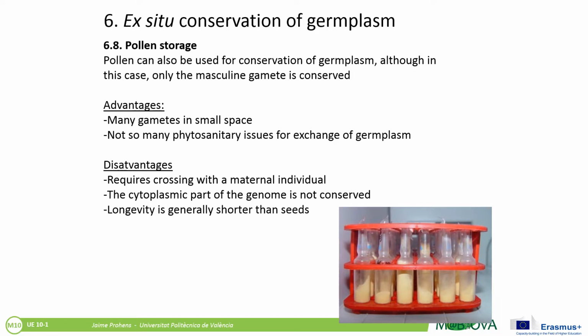An alternative to seed or vegetative tissue conservation is pollen storage. However, only the masculine gamete is conserved. The advantages of pollen conservation are that many gametes can be conserved in a small space, and there are not so many phytosanitary issues for a change of germplasm as with seeds or vegetative tissues. The disadvantages are that it requires crossing with a maternal individual, the cytoplasmic part of the genome is not conserved, and the longevity of pollen is generally shorter than seeds.